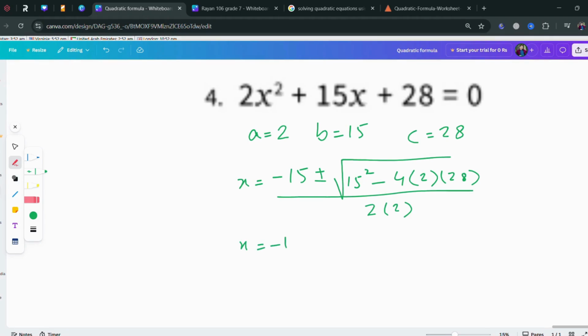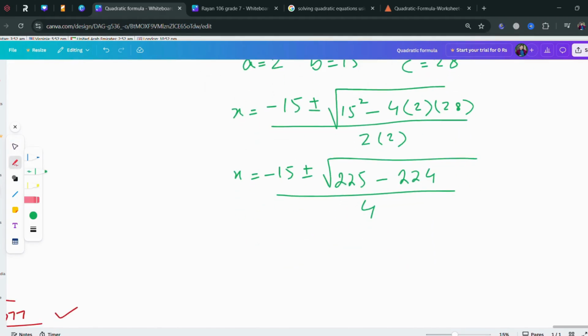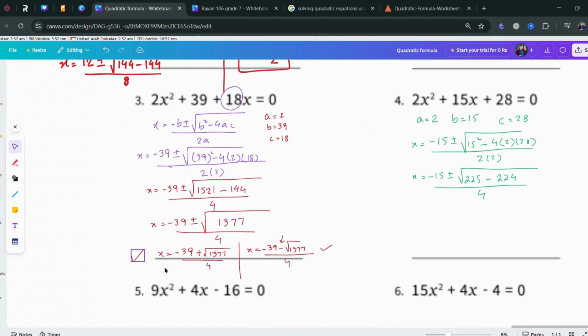So x is equivalent to minus 15 plus minus radical 15 squared. Alright, 15 times 15, which is equivalent to 225, minus 4 times 2 times 28, that's equivalent to 224. I will get back to that question that I left, okay? And I will provide you the answer. But till that time, you have some extra minutes and you can just solve this question all by yourself, and you can tally your answer with me, okay?